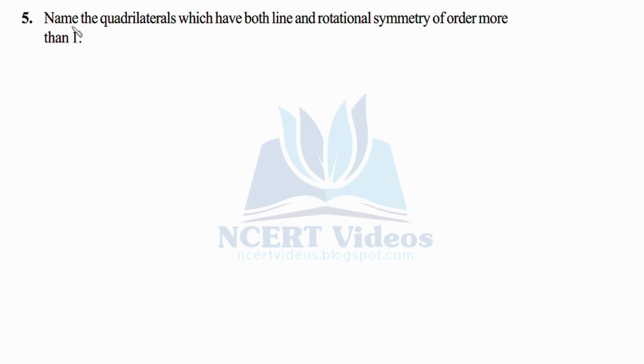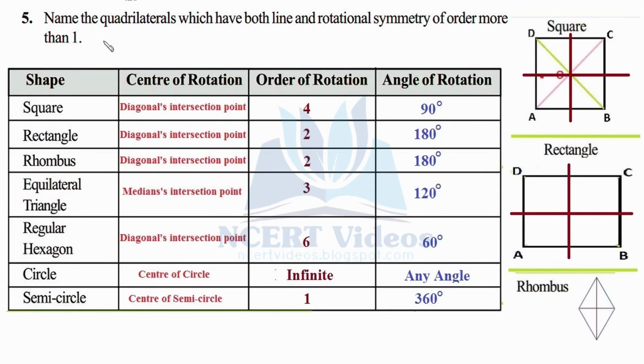Question 5. Name the quadrilaterals which have both line and rotational symmetry of order more than 1. The answer of this question can be given with the help of previous question. So we have considered square, rectangle and rhombus. Well, these 3 figures, square, rectangle and rhombus, have order of rotational symmetries more than 1, and we have discussed and we have shown here as well that it is more than 1.